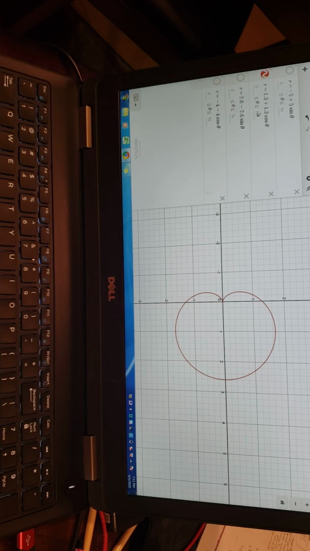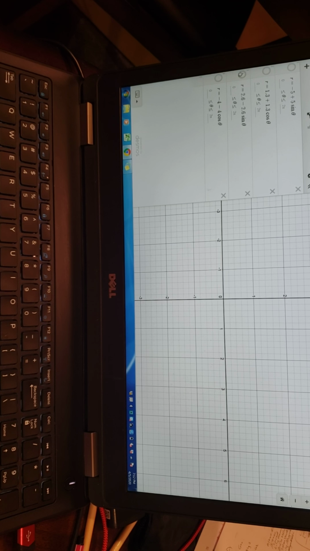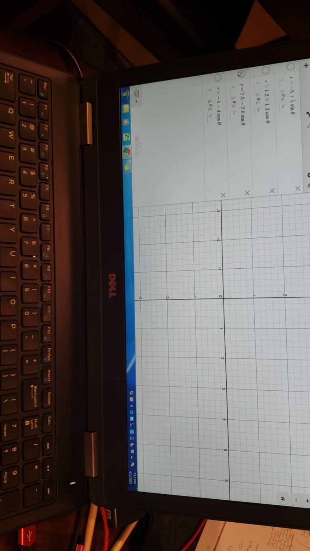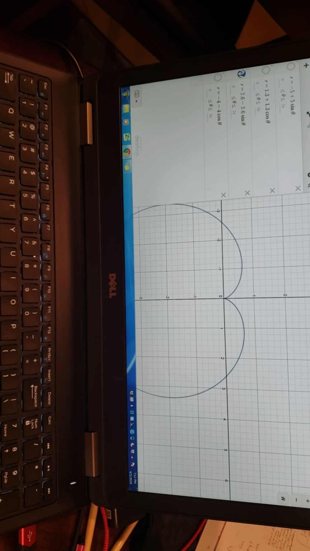In the next one, the absolute value of A is 2.6. The absolute value of B is 2.6. That negative B is just telling us that it's going down. So let's think. The first one had a length of 10. The second one had a length of 2.6. I'd expect this one to have a length of 5.2. So let's see. It's going down.